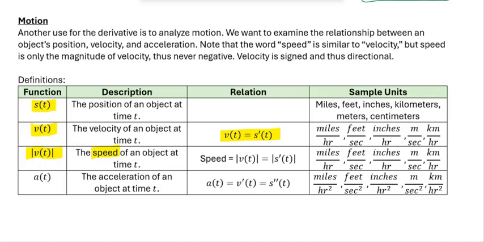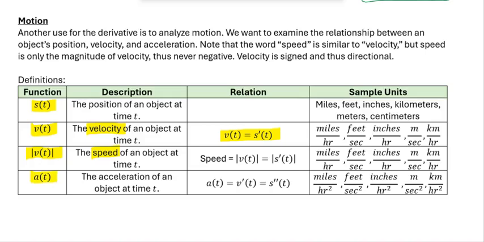I'll give you an example. If you're in your car and you're going 60 miles per hour, your speed is 60 miles per hour. But if you put the car in reverse and roll it down a hill backwards at 60 miles per hour, it's still a speed of 60 miles per hour. But if you talk about velocity, you could say that it has forward velocity of 60 and backwards velocity of negative 60. So it's directional, with a sign.